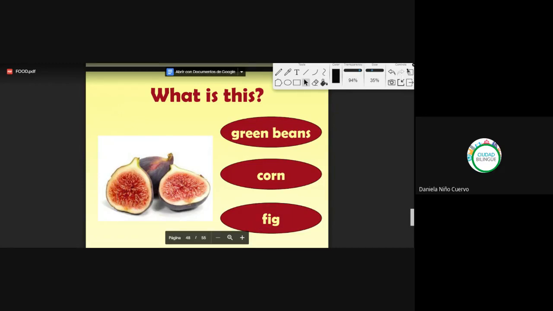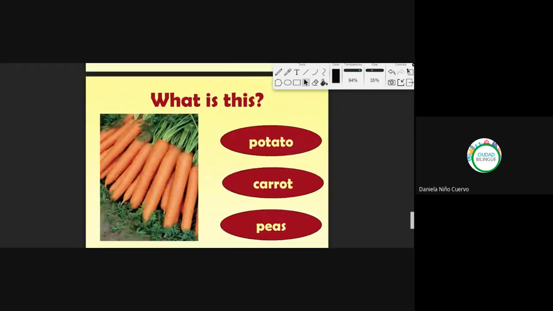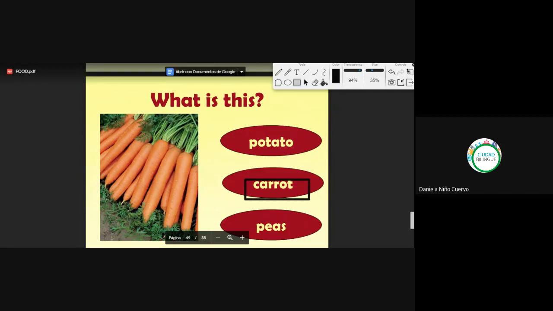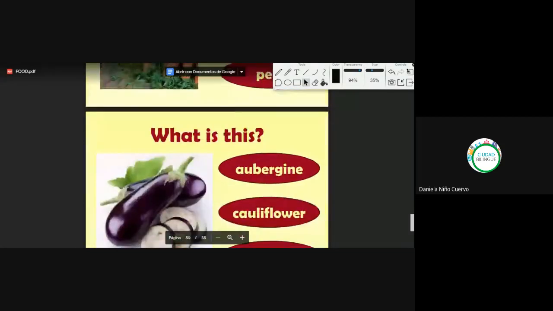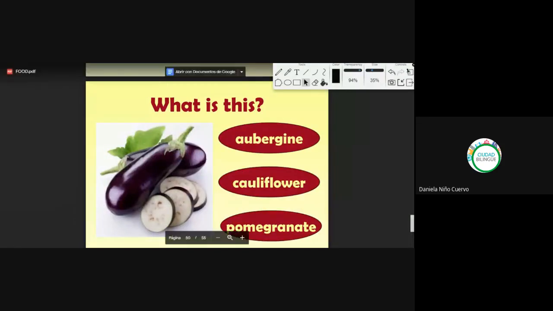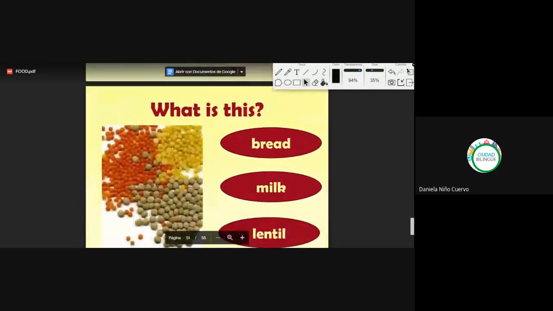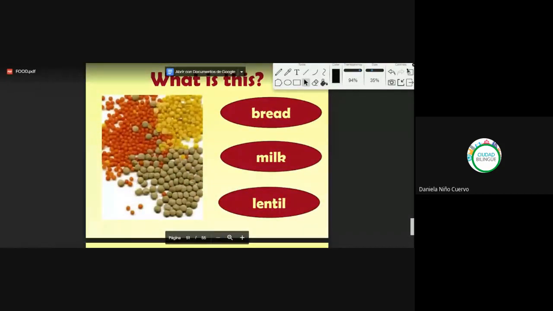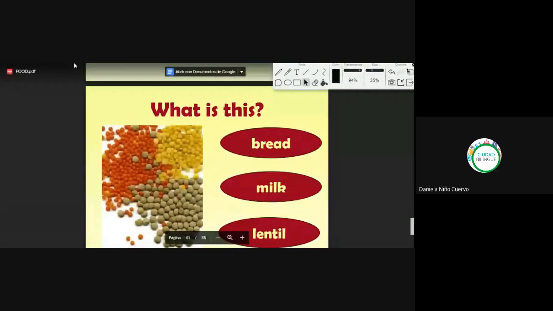All right, we continue. What is this? Very easy. Rabbits eat this. Carrot. Yes. Carrot. We continue. What is this? Very good, Isidora. Yes, very good. Samu, so aubergine. We continue. What is this? Coliflor. That is coliflor. Yes.